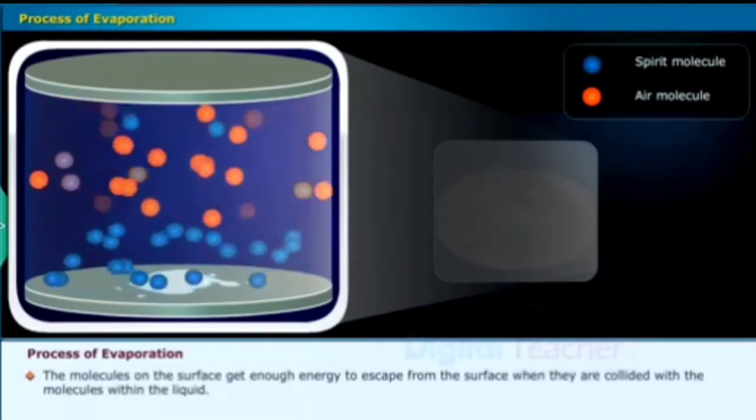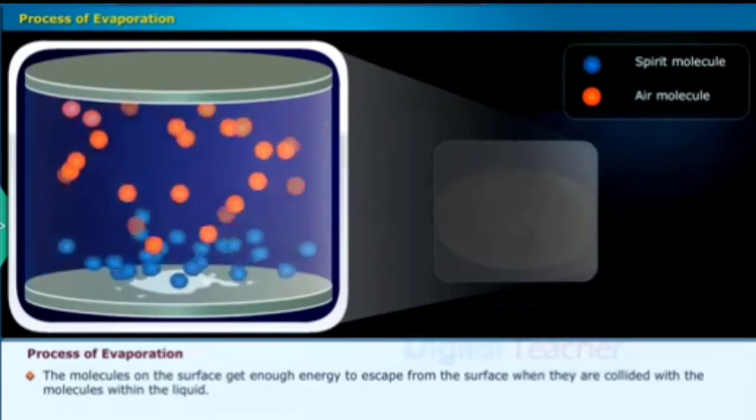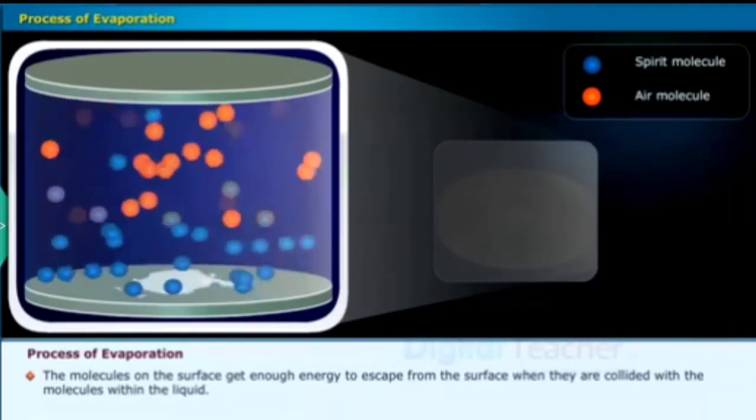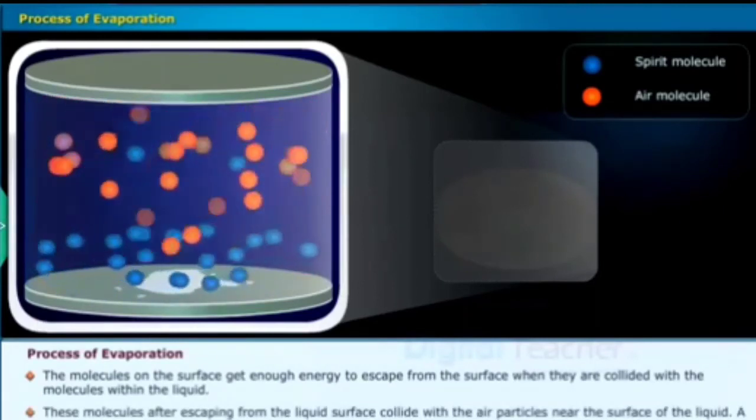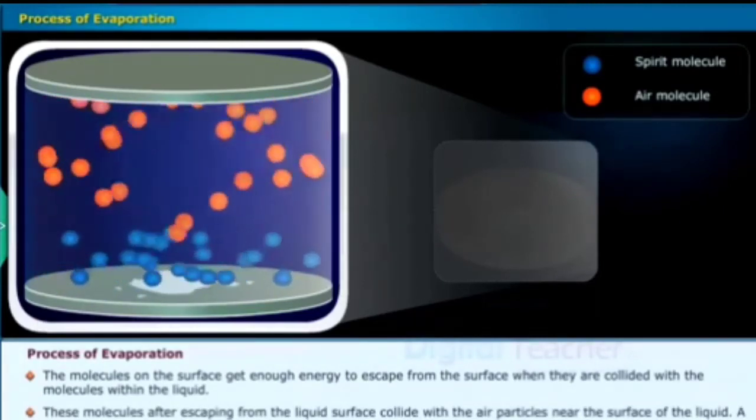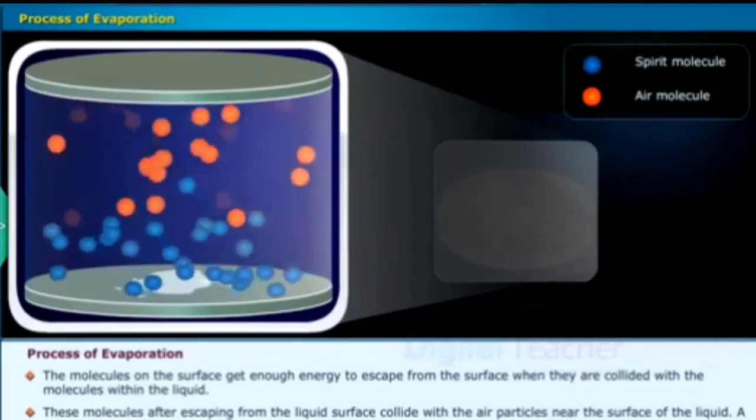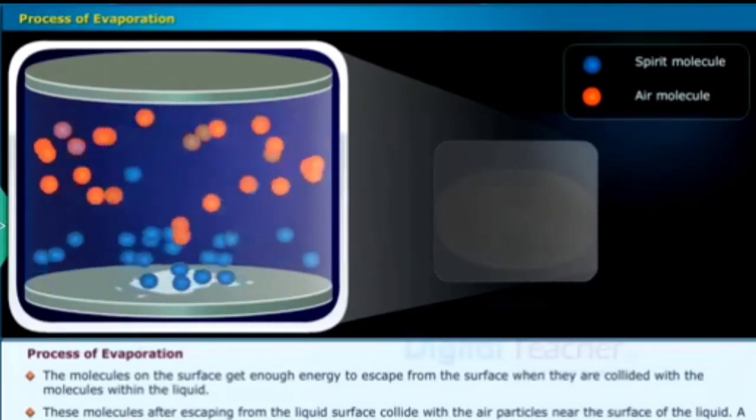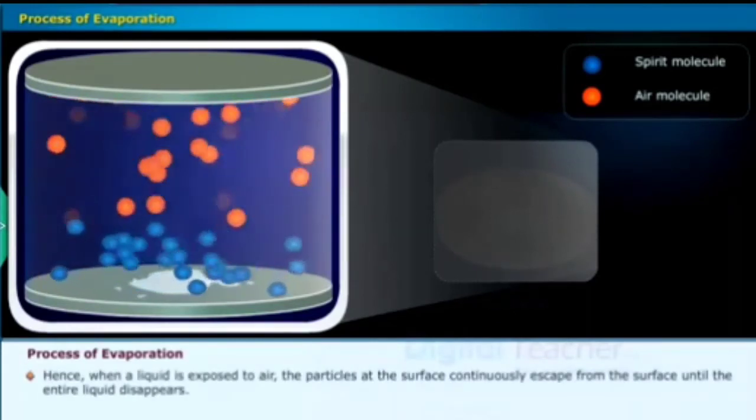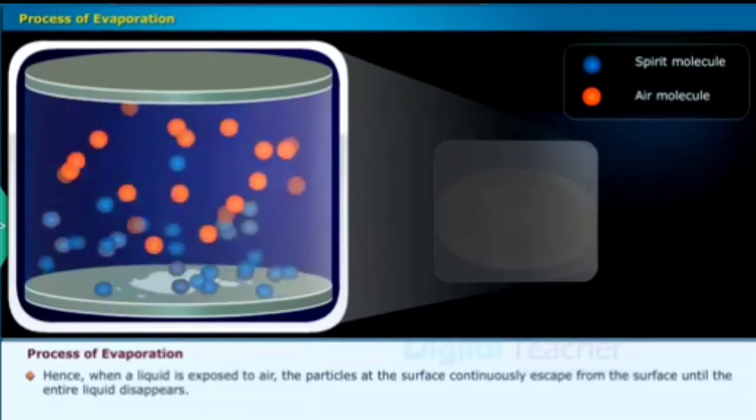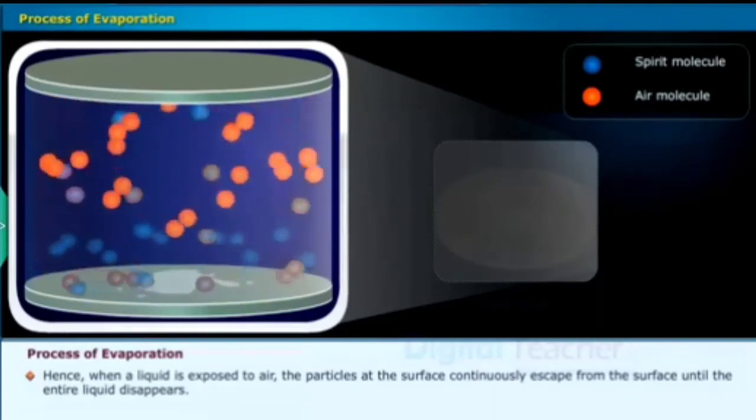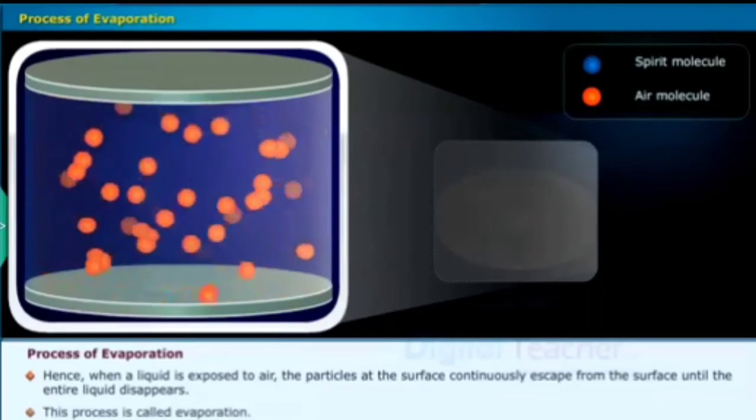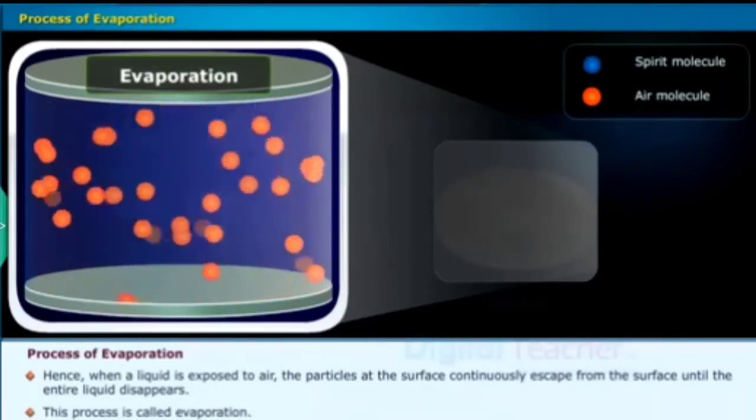The molecules on the surface get enough energy to escape from the surface when they are collided with the molecules within the liquid. These molecules, after escaping from the liquid surface, collide with the air particles near the surface of the liquid, and a few of them even return back to the liquid. Hence, when a liquid is exposed to air, the particles at the surface continuously escape from the surface until the entire liquid disappears. This process is called evaporation.